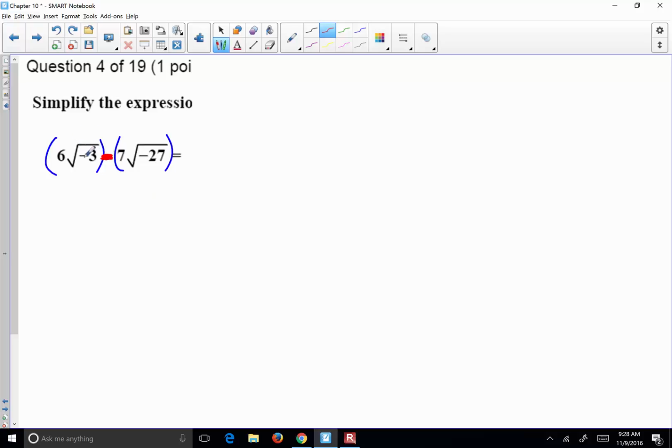More importantly, I cannot subtract because they are sick. You need to first fix those radicals, negatives. Fix the negatives, okay? So how do I fix this negative? By calling them out and bringing an I in front. Agree?